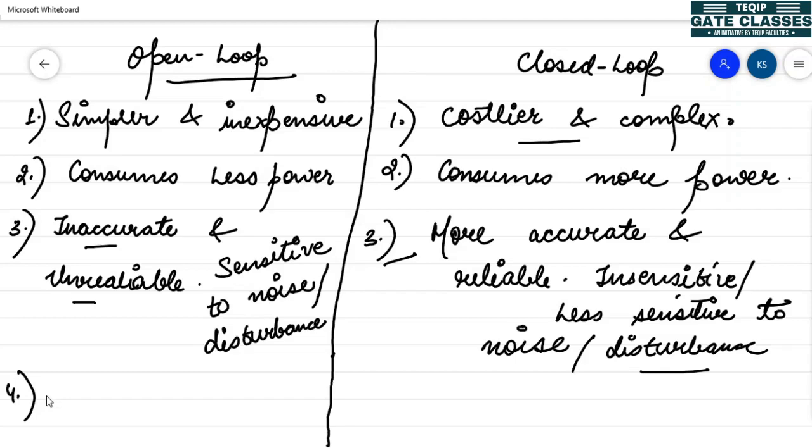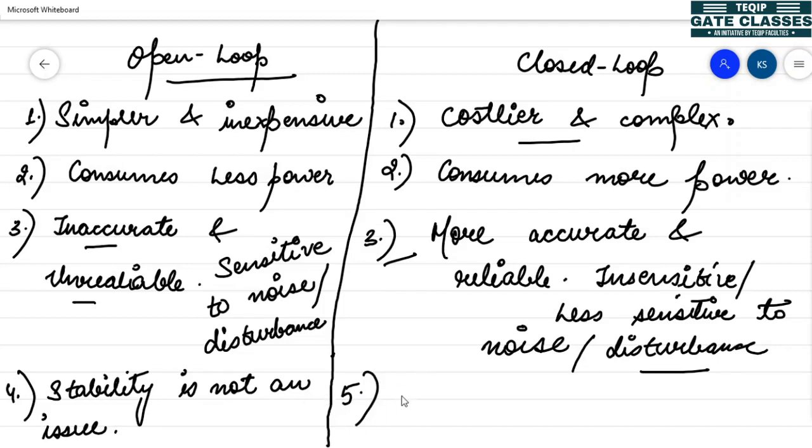Last is, stability is not an issue in open loop system because generally all the open loop systems are stable, whereas stability is a major issue in closed loop system. We have to properly design the system such that it will not lead to unstable system. These are some of the basic differences between open loop and closed loop system.